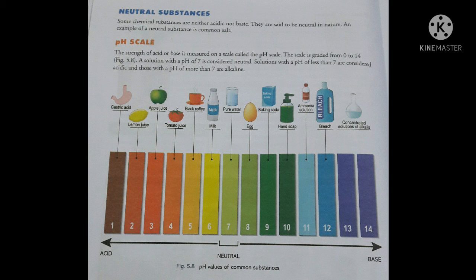Now, the next topic is the pH scale. The strength of an acid or base is measured on a scale, and this scale is called the pH scale. The scale is graded from 0 to 14.